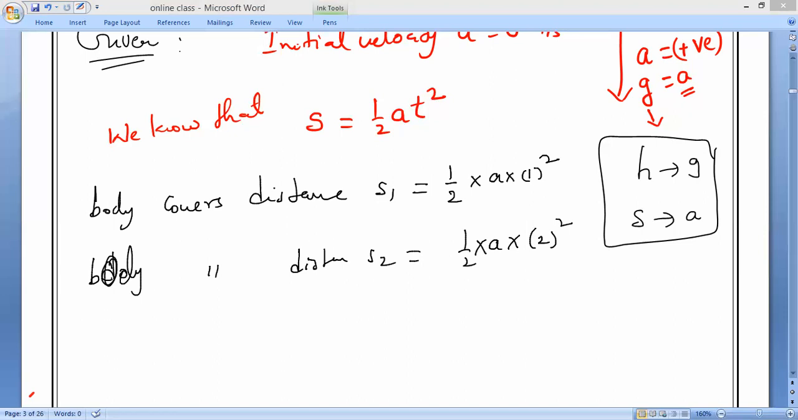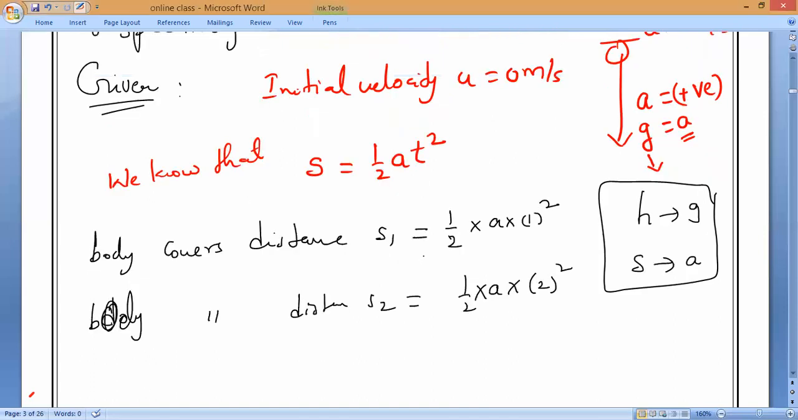S3 is equal to what? 1 by 2. Yes, take S3. The body covers a distance of S3 equals 1 by 2 into A into 3 square.